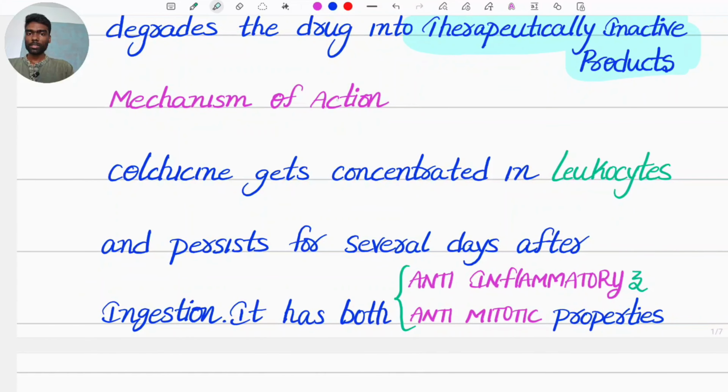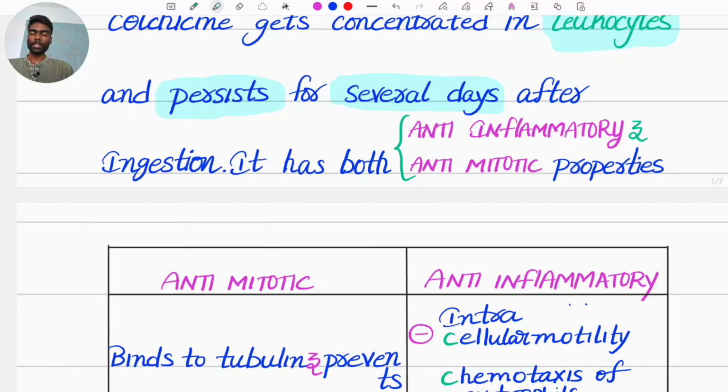Coming to its mechanism of action. Colchicine, after ingestion, will get concentrated in leukocytes, mainly polymorphonuclear leukocytes, that is neutrophils, and persists inside the cell for several days after ingestion. It has both anti-inflammatory and anti-mitotic properties. How is it going to exhibit these properties?